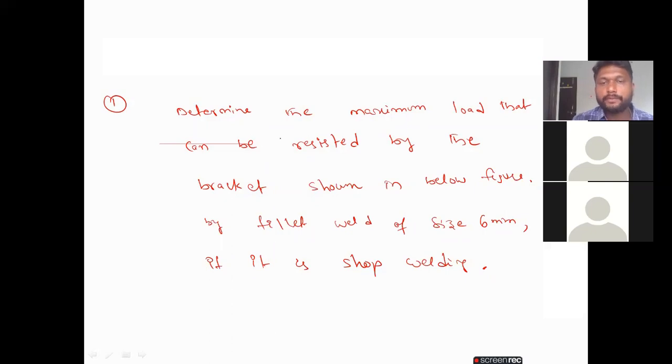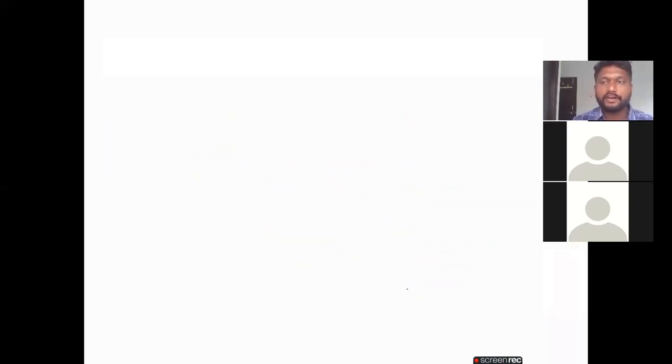So now we have to determine the maximum load that can be resisted by the bracket as shown in the below figure. I will show you that figure. So the weld type is a fillet weld and the size is 6 mm. And one important thing, if it is a shop welding, so how we will determine the maximum load. So I will draw the diagram here.